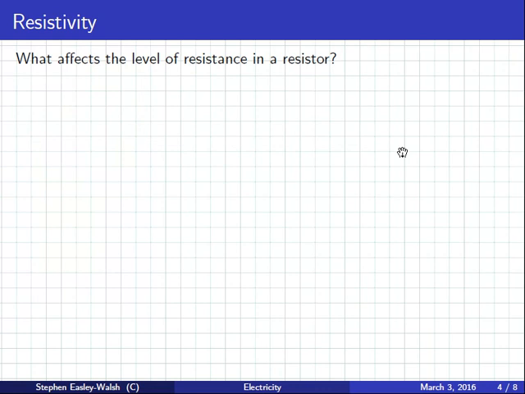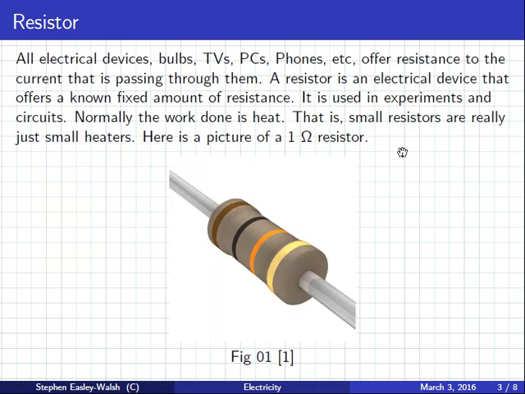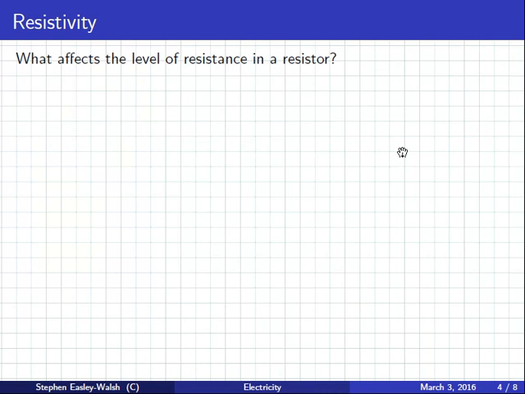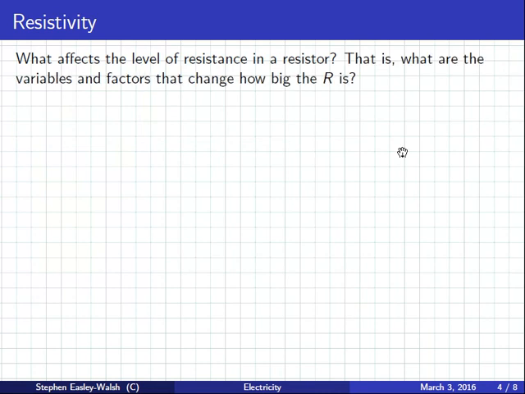So what affects the level of resistance in a resistor? We have this resistor here, here's a picture of it, and I want to know what might change how much resistance there is. What are the factors that change how big the R is? First question, do you think the length affects the value of R? Yeah, it does. To increase or decrease it, what do we think? More length, more resistance. Yeah, okay, so the answer is yes.